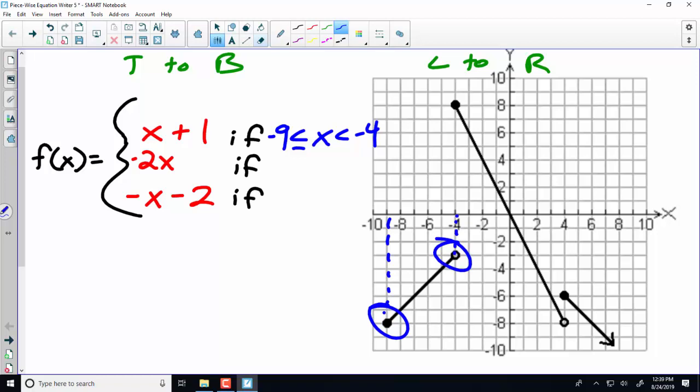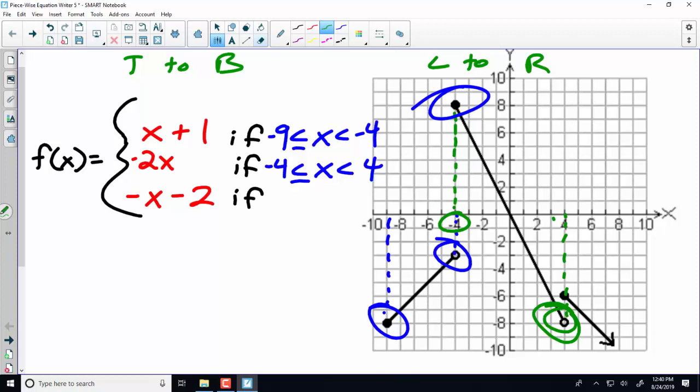Okay, next piece. Between negative 4 and positive 4. Who gets an equal to? Negative 4 gets the equal to because of the solid point. No equal to down here because of the hollow point.